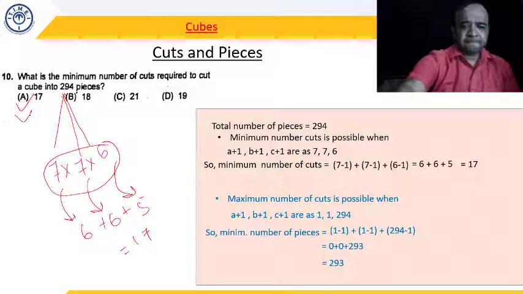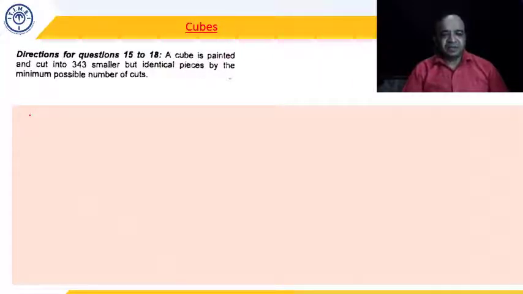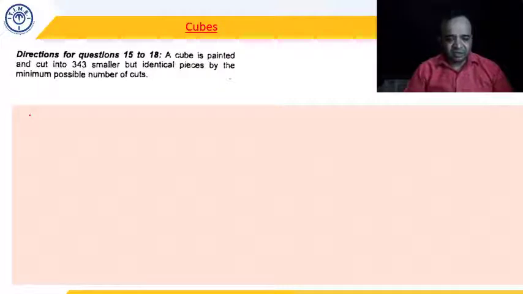So just look at this example. A cube is painted and cut into 343 smaller but identical pieces by the minimum possible number of cuts. If the minimum possible number of cuts is applied, then this is possible when the distribution of the pieces along the dimensions is as close as possible, and cuts are also as close as possible. Like 7 into 7 into 7 is the distribution of the pieces along the dimensions. 7 into 7 into 7 means the number of cuts required is 6, 6 and 6 along the 3 dimensions.